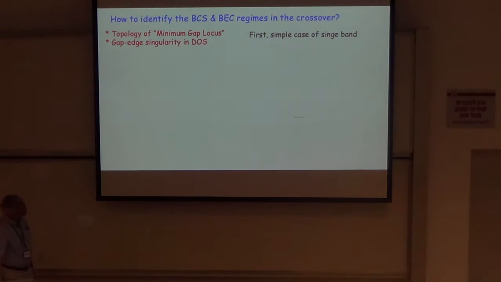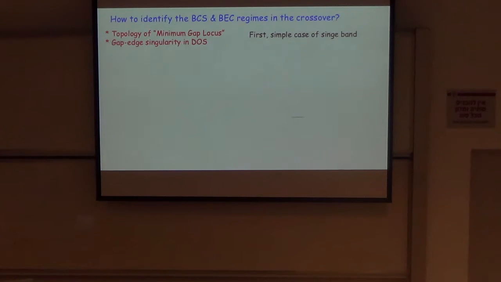Okay, so now I want to discuss, in an experiment, how would you decide whether the underlying gap was entirely due to pairing, or whether it had some other component as well that was adding to it. So to make that point, let me first discuss a simpler situation of a single band.